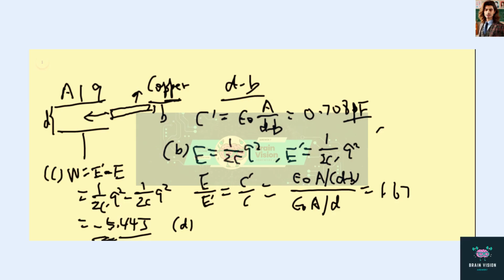And for part D, as we can see, this work is a negative value. So it means that the system tends to suck this copper into the space between the two plates. Basically, there is a force to suck this copper slab into this space. So it is sucked in.